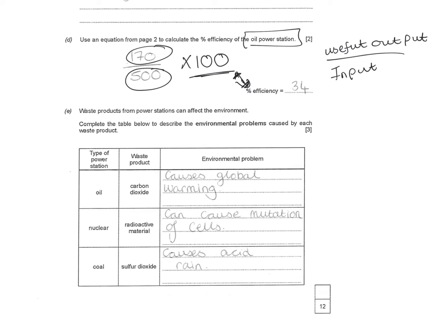Main problems here with the waste products. So whenever you see carbon dioxide, that causes global warming. Nuclear can cause radioactive cell mutations, and sulfur dioxide causes acid rain. So that's quite a good table to remember in terms of thinking about environmental problems.